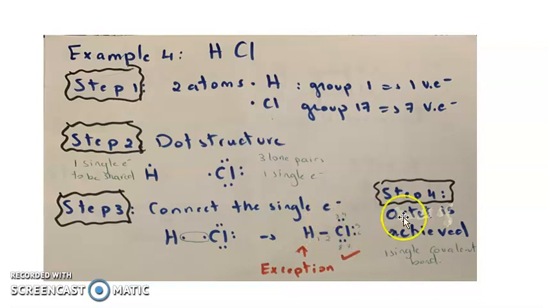Now, when counting octet here for chlorine, 1, 2, 3, 4, 5, 6, 7, 8, it has an octet, so it's stable. Hydrogen is an exception. Having 2 electrons is enough for hydrogen. 1, 2. It has achieved its duet, which is 2 electrons, and it's stable. So hydrogen is an exception. If it has achieved stability by having 2 electrons, then that's it.